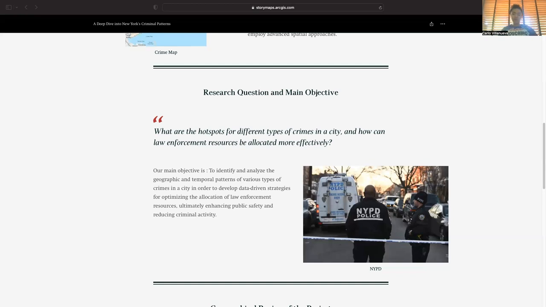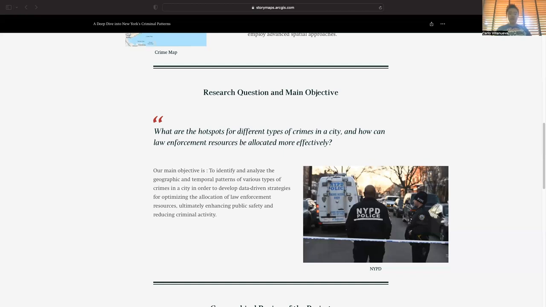And a bit more on the main objective: we're seeking to identify and analyze specific geographic areas within the city where different types of crimes are most prevalent. This would involve a comprehensive examination of crime data, considering factors such as the type of crime. We have property crime, violent crime, drug-related offenses, and their distribution across the city.